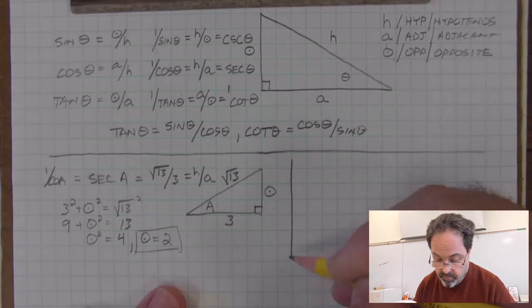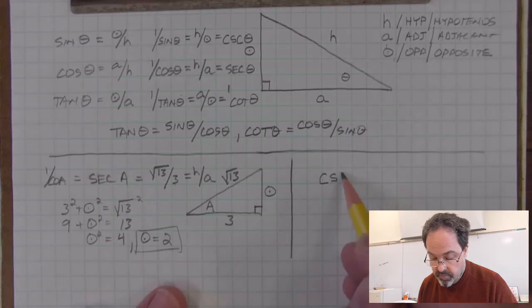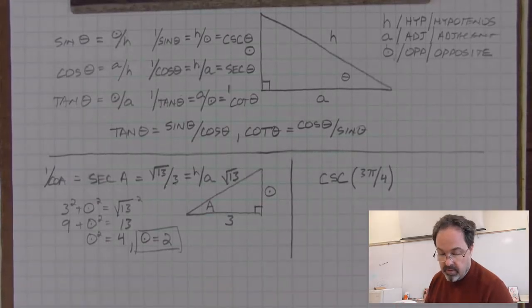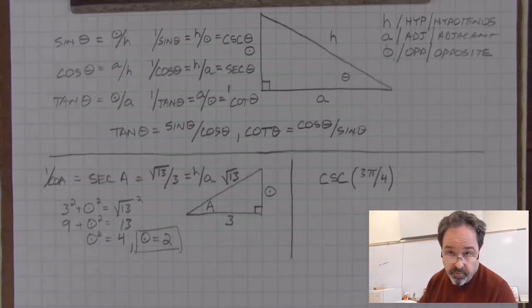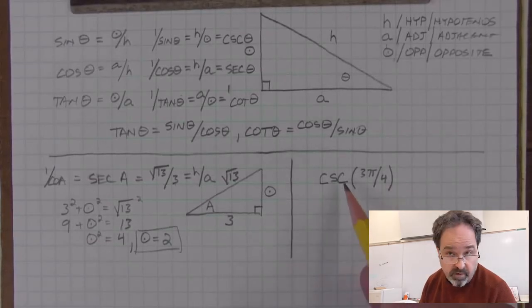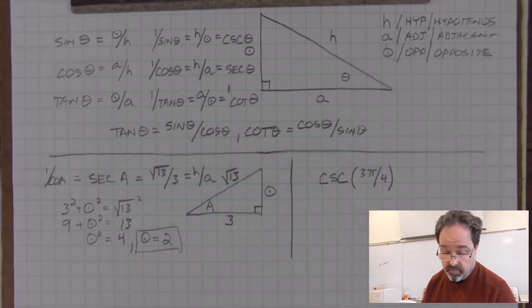Let's give another example. We could be given the beginning information CSC, which stands for cosecant, of an angle. Now we have to be careful. Cosecant is a ratio, but this 3 pi over 4 is the angle that we're putting into the cosecant function. This isn't the ratio that cosecant is equal to. So this is not an equation, it's an expression. We could think of it as what is the value of cosecant of 3 pi over 4.